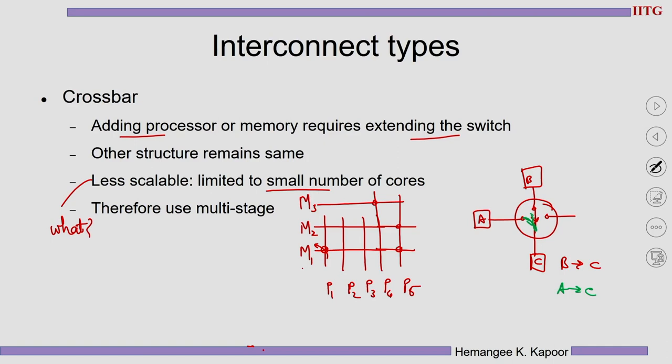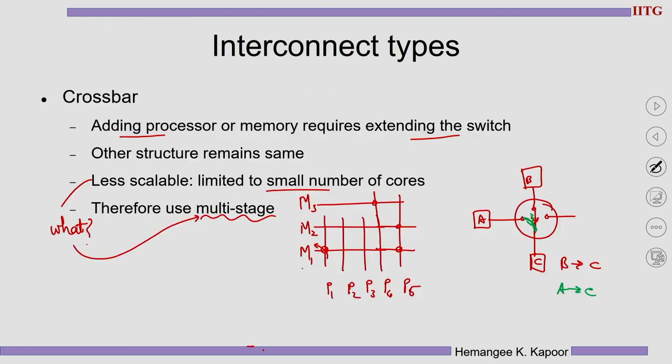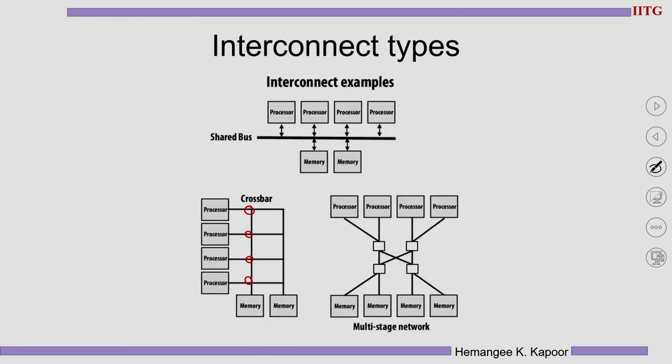Right. So what's the solution for this? The solution for this is to go for a multi-stage network. Okay, we'll take a quick look at the crossbar in this figure, the same thing which I had drawn on the previous slide. You have two memory modules and these are the crossbar switches connecting each of them. Okay, so next is the multi-stage network.